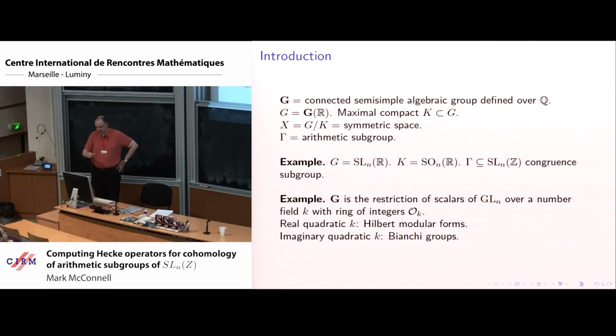GL_N is reductive. The units of O_K can get in there and make you think a little harder, but that's okay. As you probably know, if you're looking at real quadratic fields K, this leads to Hilbert modular forms. The imaginary quadratic case leads to Bianchi groups.